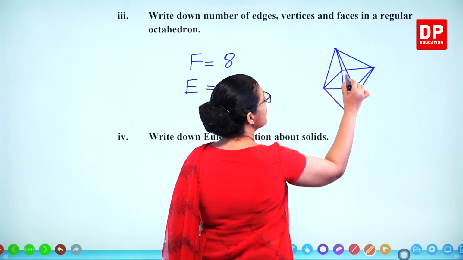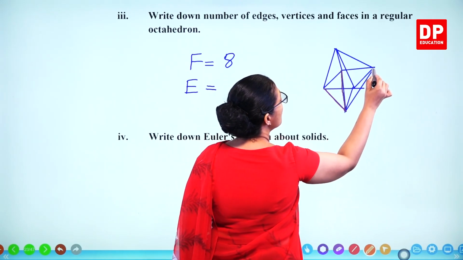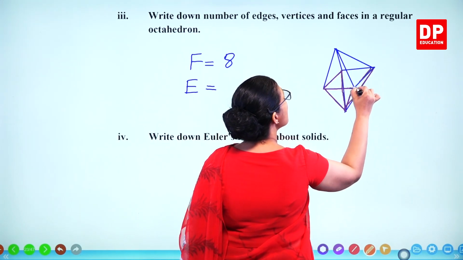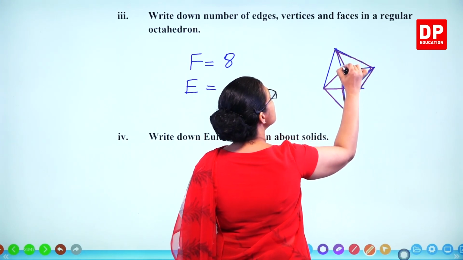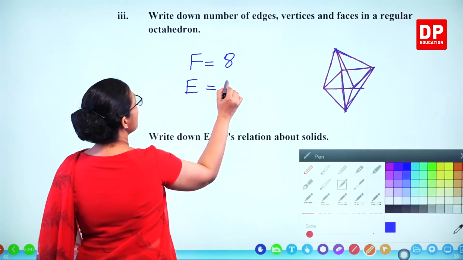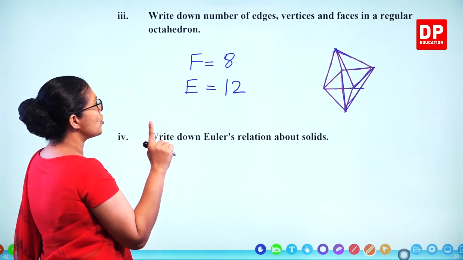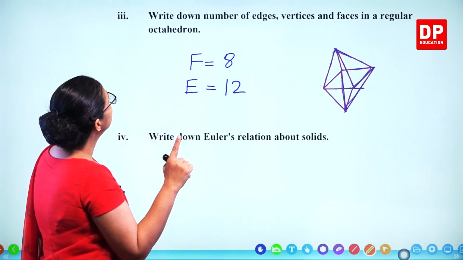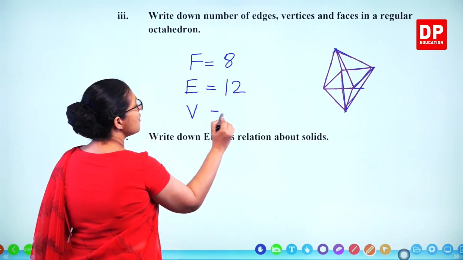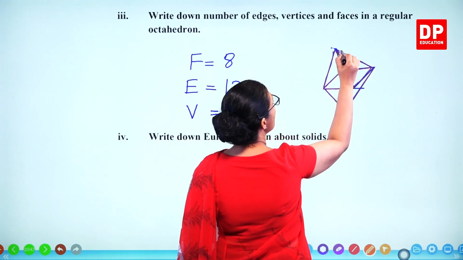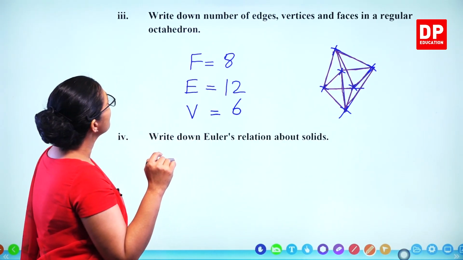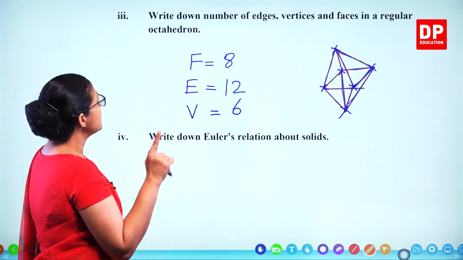How many? 1, 2, 3, 4, 5, 6, 7, 8, 9, 10, 11, 12. 12 edges are there. E stands for edges. F means faces. Then vertices. That's V. So we'll use the same notation. Vertices. If you take vertices 1, 2, 3, 4, 5, 6 vertices are there. So those are the faces, edges and vertices.